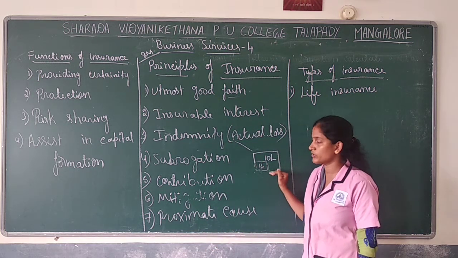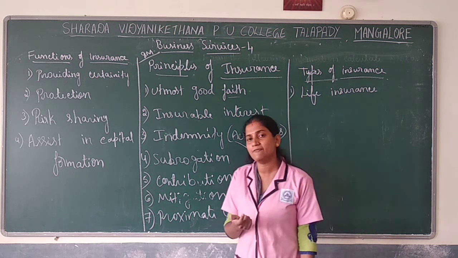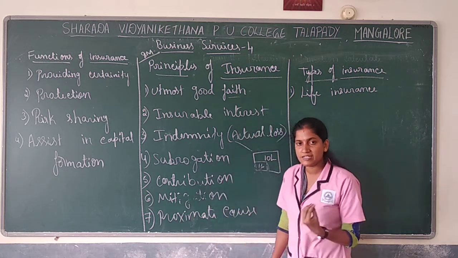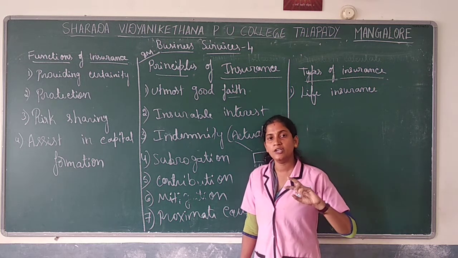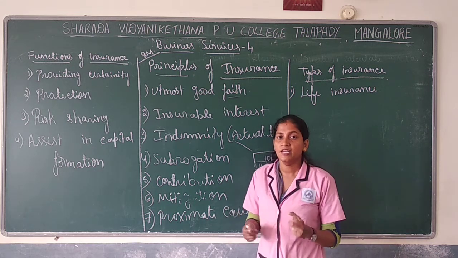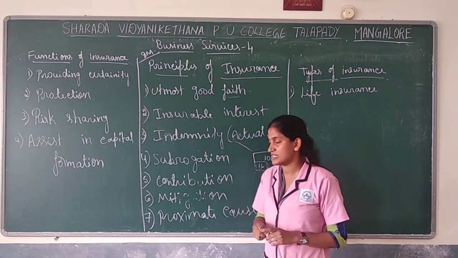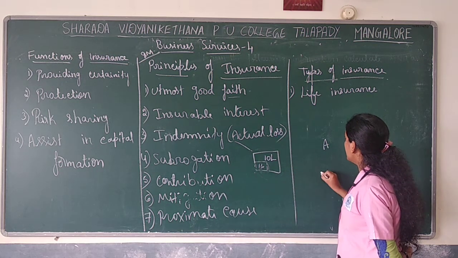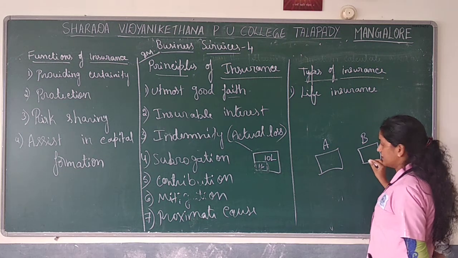Remember, students, subrogation. Next, contribution. What is contribution? The name itself is suggesting contributing. How? See, one person can take an insurance policy in 2 or more companies. Okay, 2 or more companies, but he cannot cover the losses from both the companies. See, for example, a person has taken insurance from companies A and B.